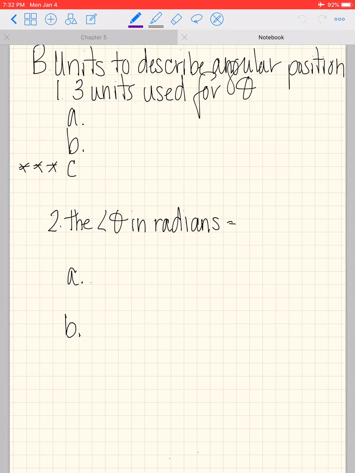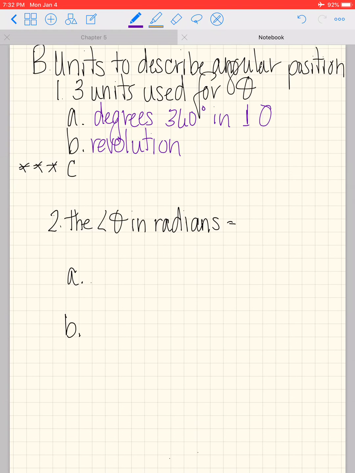First one is going to be degrees. And ask yourself, how many degrees are there in a circle? Hopefully you said 360 degrees in one circle. Another one is revolutions. And a revolution is just all the way around once. So how many revolutions are there in one time around the circle? Well, there's one in one circle.